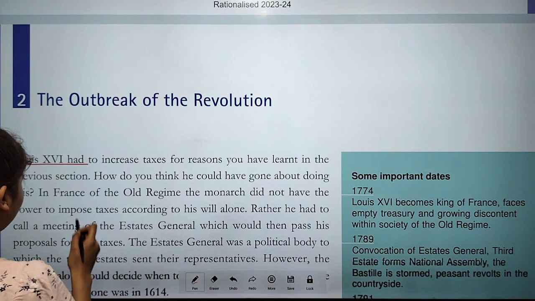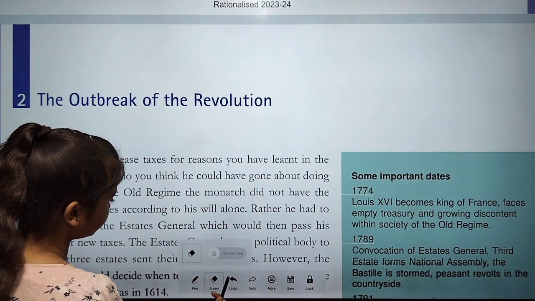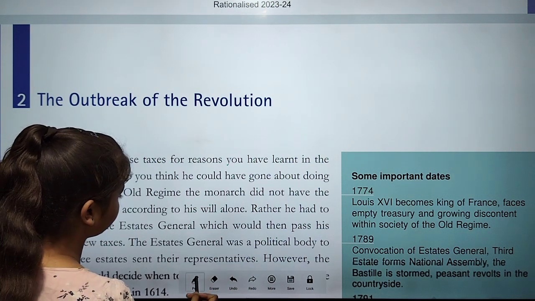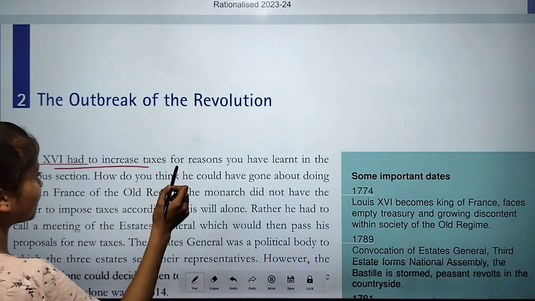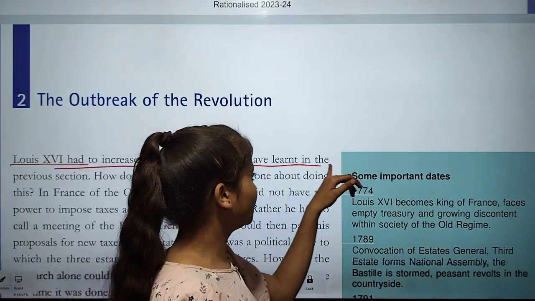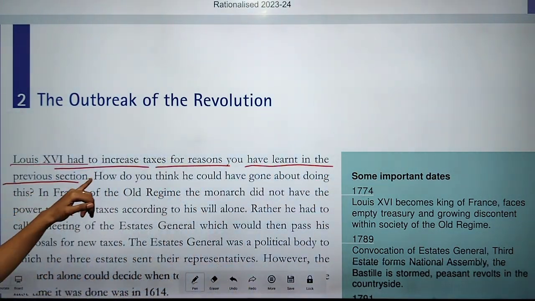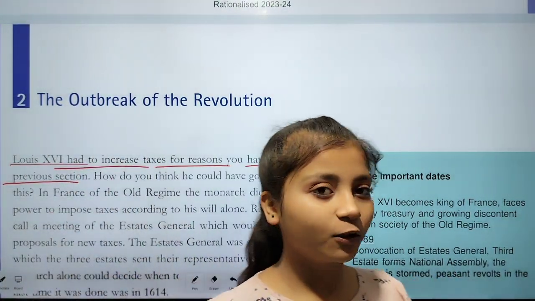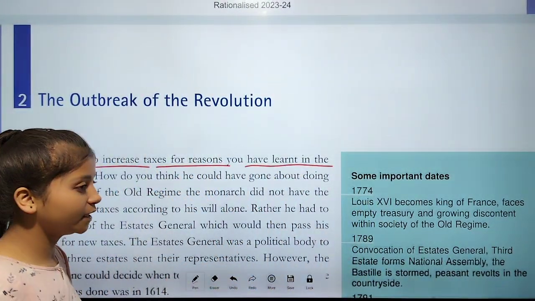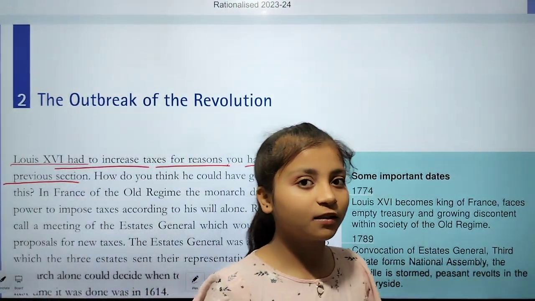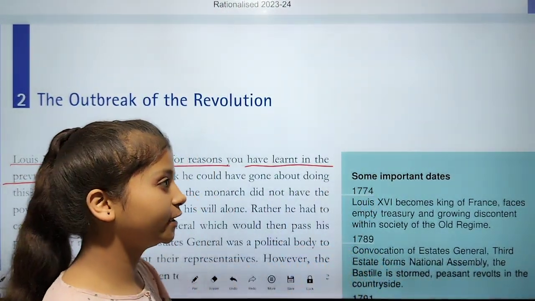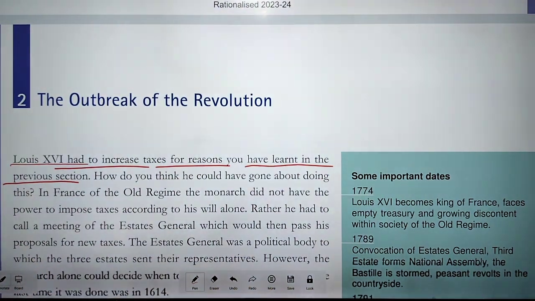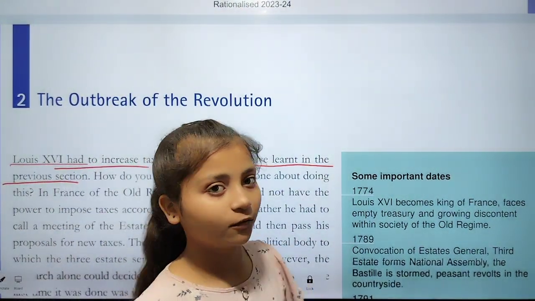Louis XVI had to increase taxes for reasons you have learned in the previous section. It means that in the previous section, Louis XVI had to increase the taxes, and there are many reasons: he helped the 13 American colonies, and he also married the Princess of Austria, that is Maria Antoinette.